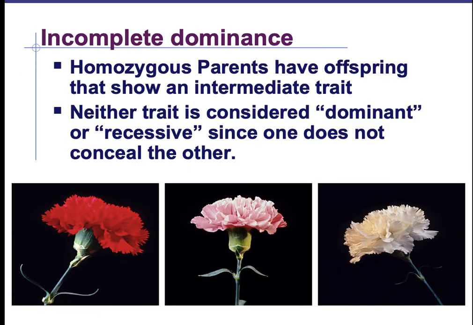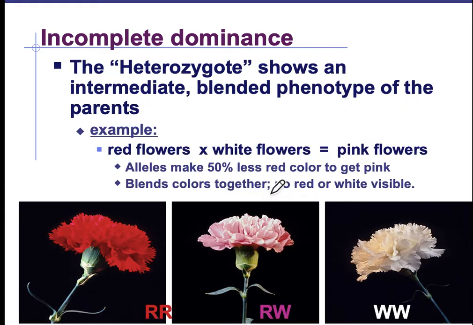The first one is incomplete dominance. Homozygous parents have offspring that show an intermediate trait, something in between the parents. And homozygous parents, you'll remember, have the same trait, the same two alleles. So whatever the alleles are, they're the same. Neither trait, though, is considered dominant or recessive since one does not conceal the other.